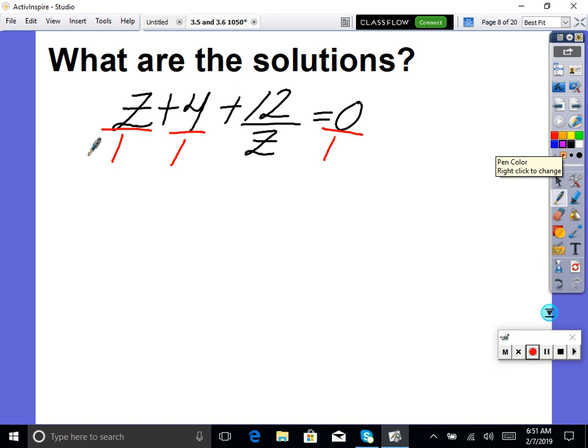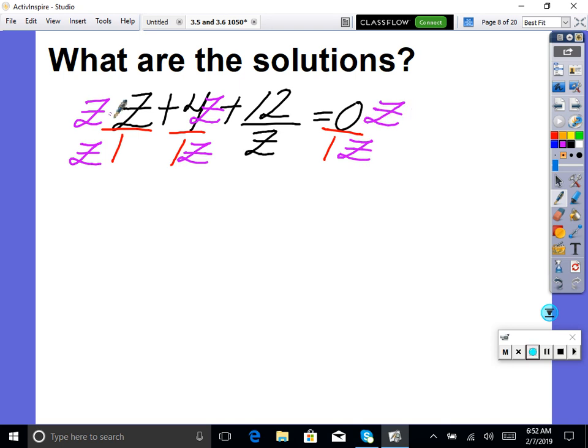Okay, so we times by z, times by z, times by z, times by z, times by z. So now look, z times z is z squared plus 4z, right? Plus 12, and because I'm solving, I can ignore the denominator, equals, isn't 0 times z 0? So now from here, I would just solve the quadratic. Does that make sense, everyone?